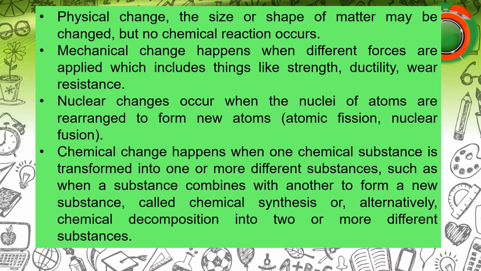Mechanical change happens when different forces are applied, which includes things like strength, ductility, wear resistance. Nuclear changes occur when nuclei of atoms are rearranged to form new atoms, such as in atomic fission, nuclear fusion. Chemical change happens when one chemical substance is transformed into one or more different substances, such as when a substance combines with another to form a new substance. That is called chemical synthesis, or alternatively, chemical decomposition into two or more different substances.